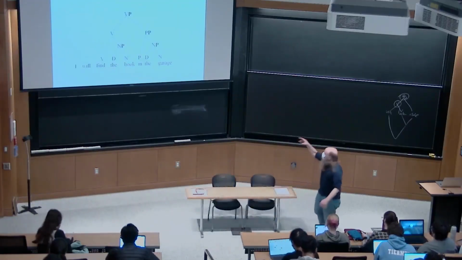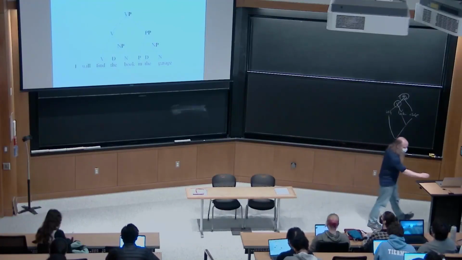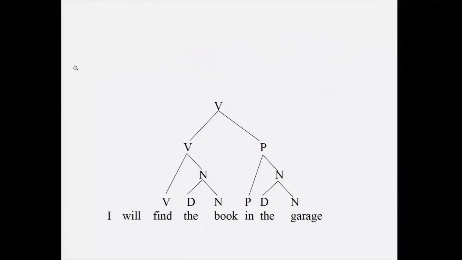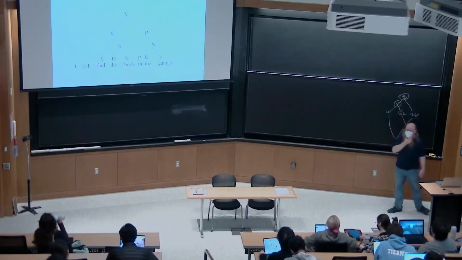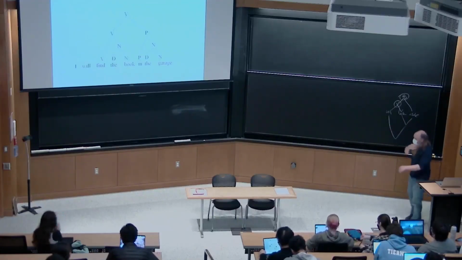So the tree we had before, let's go back a slide. The tree we had before had various nodes that have the same label. There are 3 nodes here that have the label V, for example. And there are 2 nodes that have the label P. And there are 4 that have the label N, actually, 2 associated with garage and 2 associated with book. And if you look at this tree, it can be fairly confusing looking at all of these nodes that have identical labels.